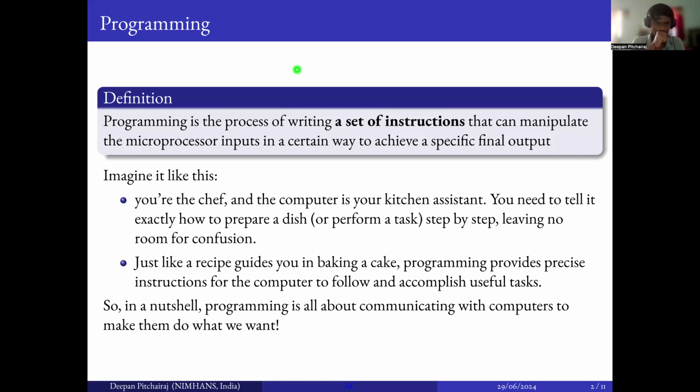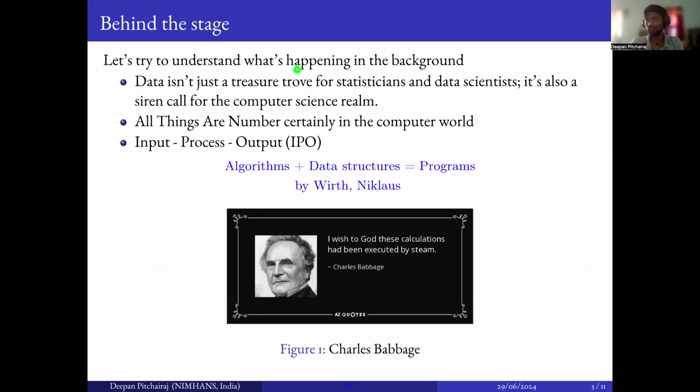So in a nutshell, we can say programming is about communicating with computers to make them do what we want. It's mostly processing some input and then getting some desired output. In the background, you should not think that this will be helpful for a statistician or a data scientist alone. It will be very helpful for a computer scientist also.